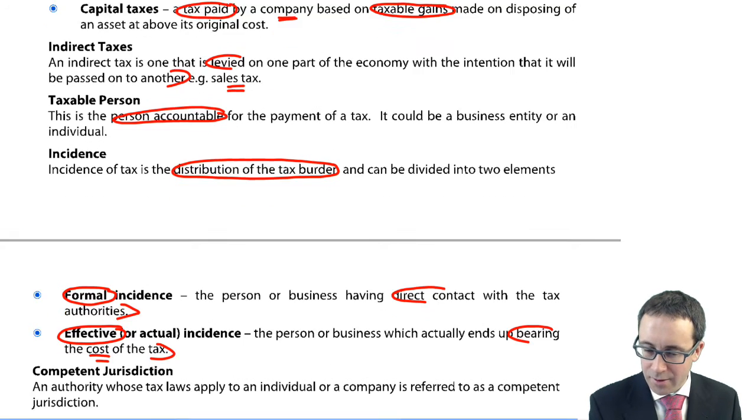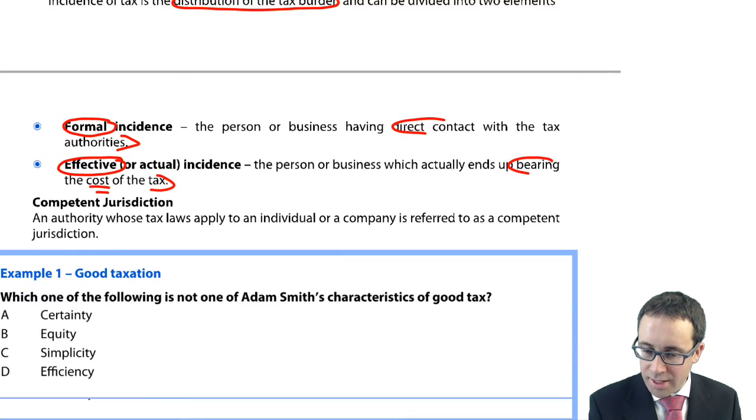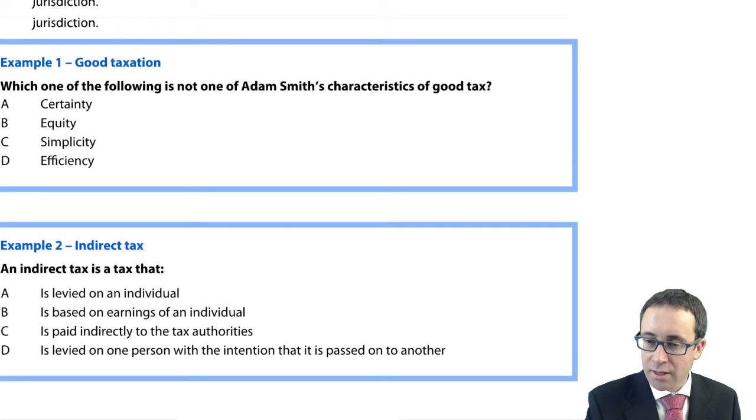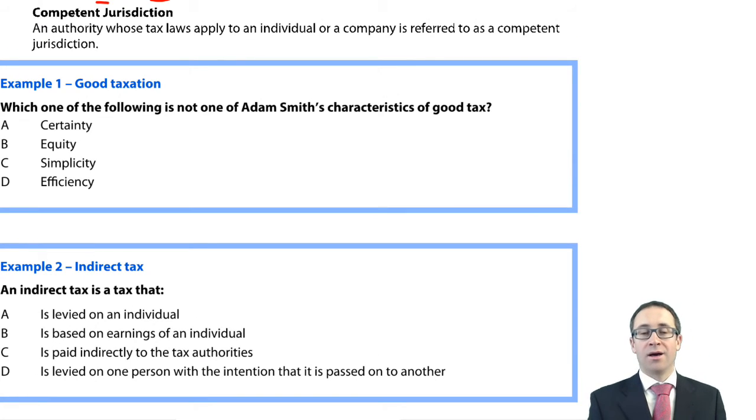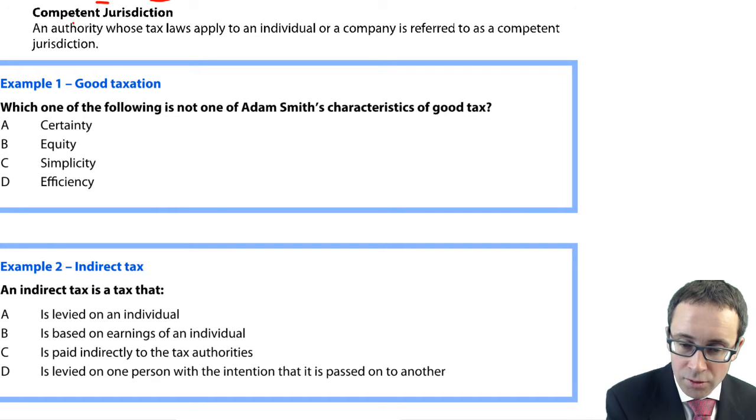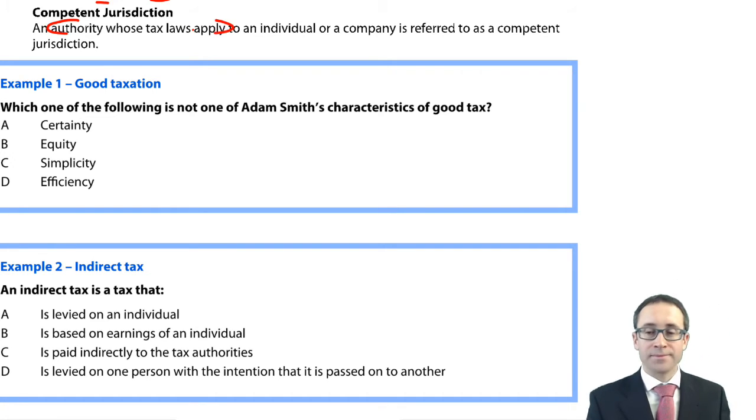As I said, it's not too exciting, is it? But let's carry on. We talked about your competent jurisdiction. A competent jurisdiction is looking at the authority whose tax laws apply. Okay, so if you're based in the UK and you pay tax in the UK, that's because you are following the UK tax laws, and the UK is the competent jurisdiction. Okay, fancy words, I wouldn't worry too much about it at all.